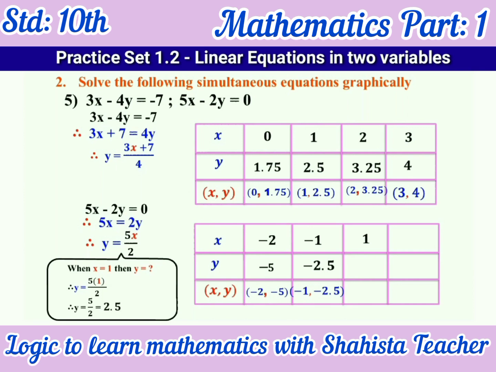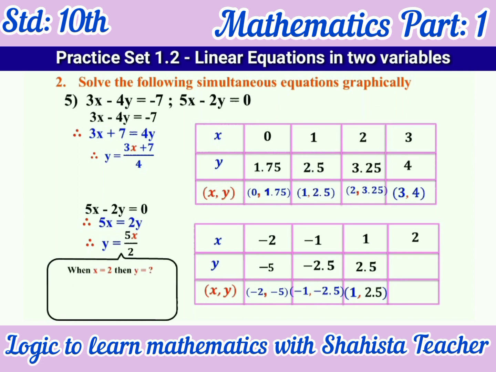Okay, so y is 2.5. So x is 1 and y is 2.5, so 1 comma 2.5. So simple and easy to solve. Yes, my dear students. When x is equal to 2, then y is equal to, we don't know.